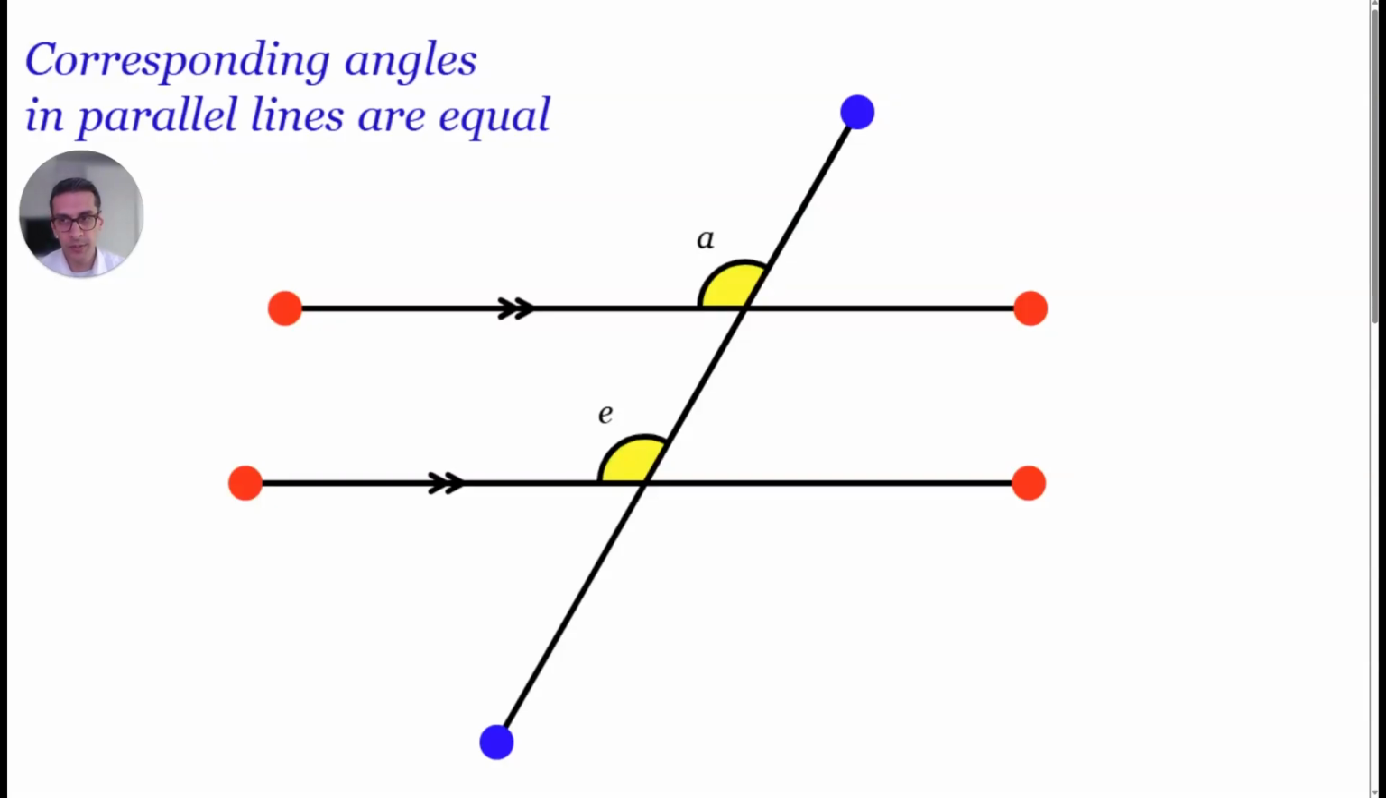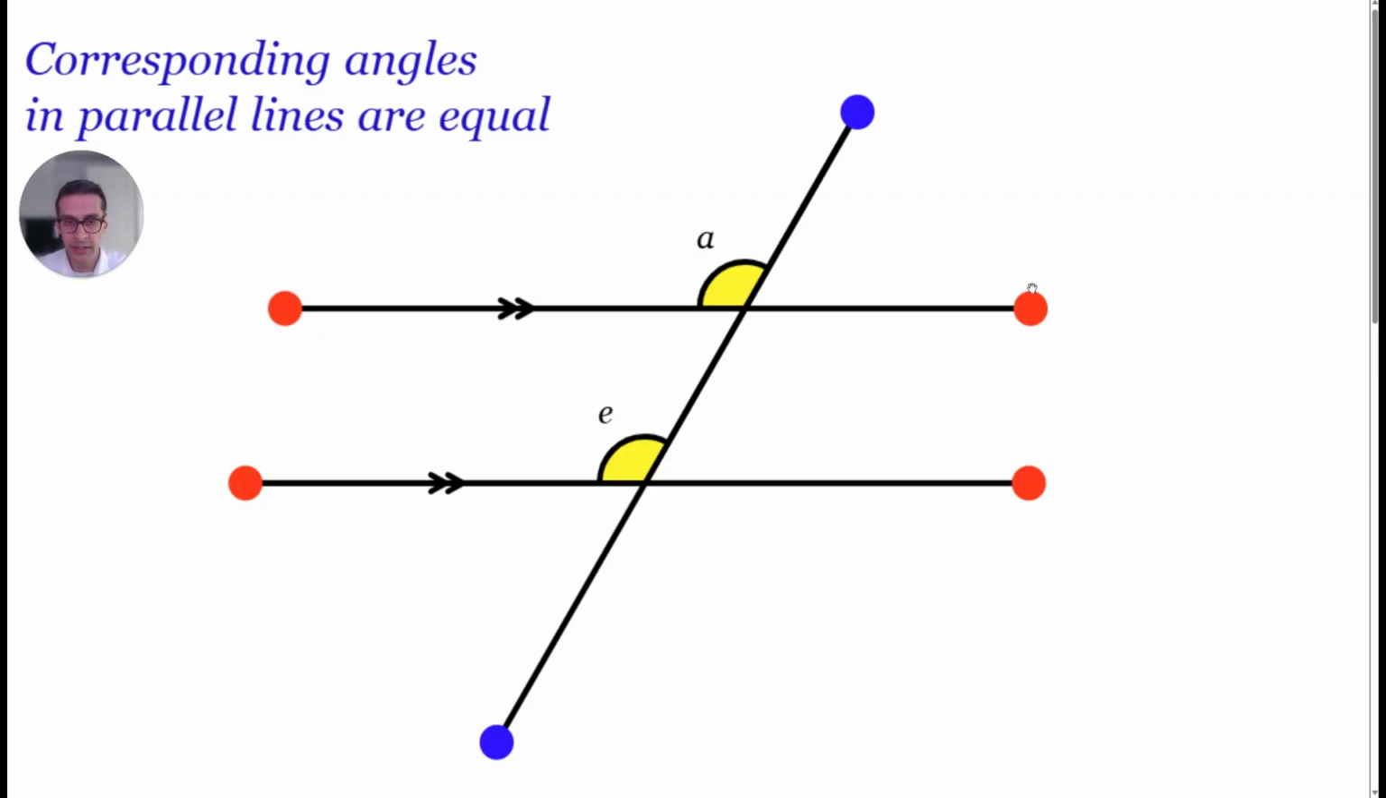Hey everyone, looking at corresponding angles here. So we're continuing from the previous video. Now, we specifically discovered that when you have two or more parallel lines and a transversal that crosses over them, the angles which are corresponding to each other have to be equal. So corresponding angles in parallel lines are equal.